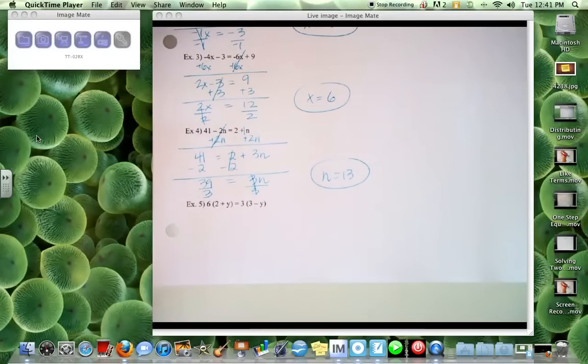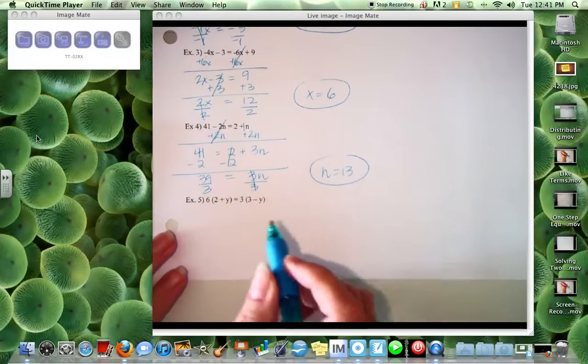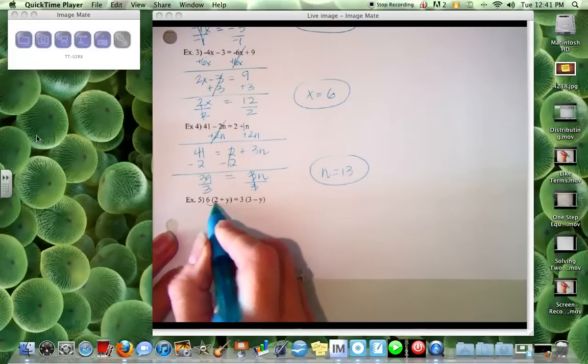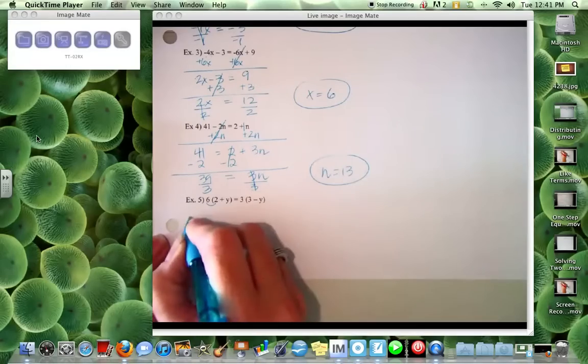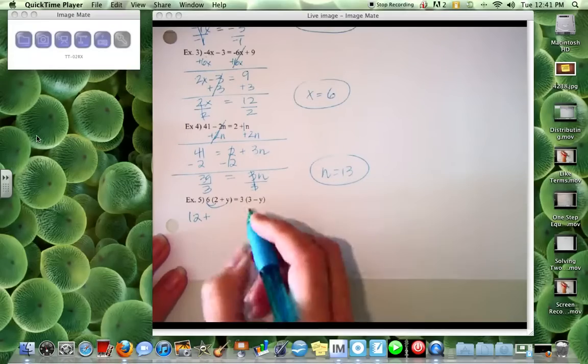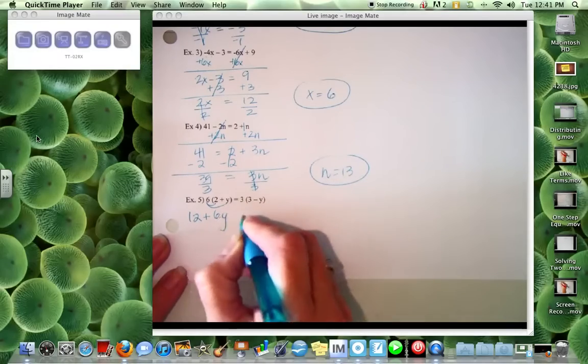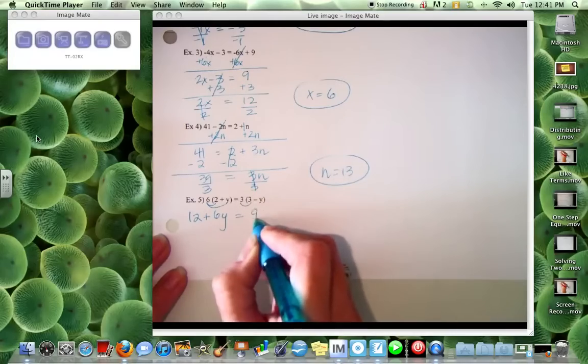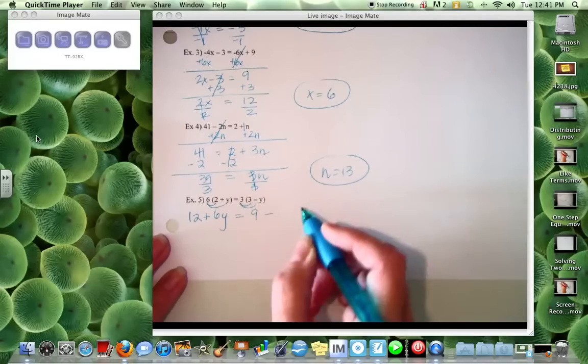Alright, example 5. What do we need to do first? That D word. Distribute. Alright, so I have to distribute what first? The 6 to the 2 and the y. So 6 times 2 is 12 plus 6 times y, 6y equals 3 times 3, which is 9, minus 3y.